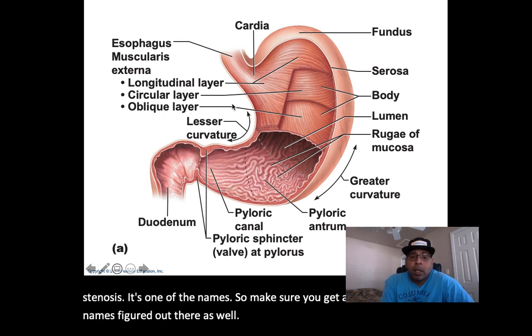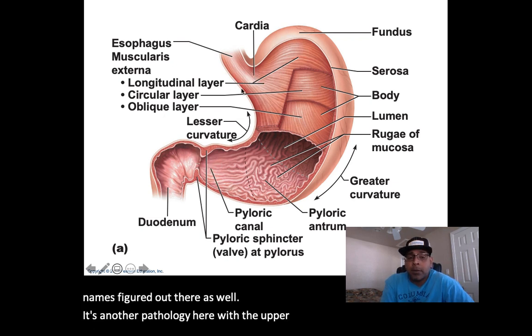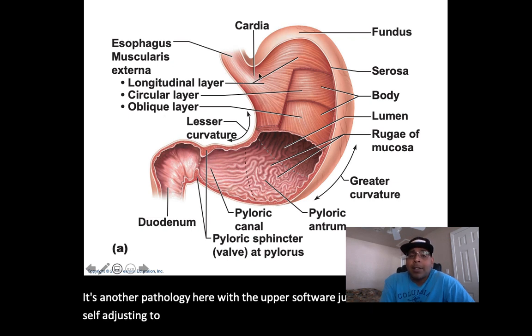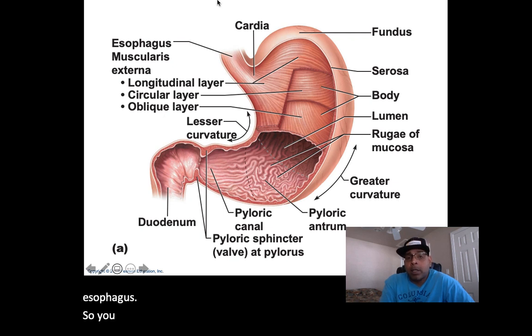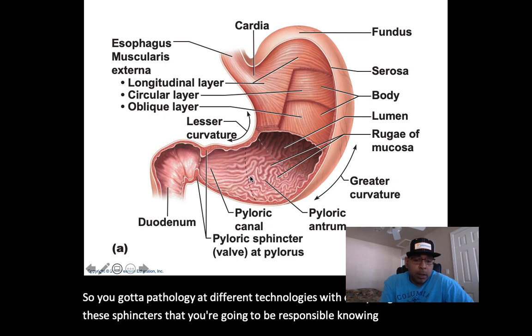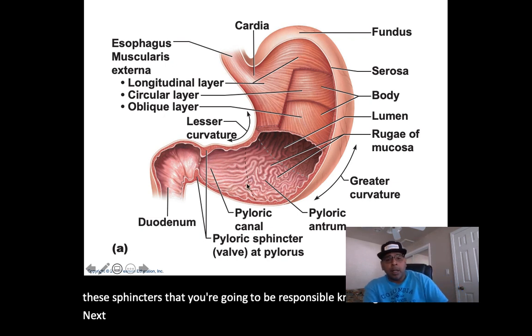So another pathology here, with the upper esophageal sphincter and the lower esophageal sphincter, right? Gastroesophageal reflux disease, okay? Where we have food contents and these components making their way up into that esophagus. So you've got different pathologies with every single one of these sphincters that you're going to be responsible for knowing about as well. Next in here, we've got pyloric sphincter, pyloric valve, okay?